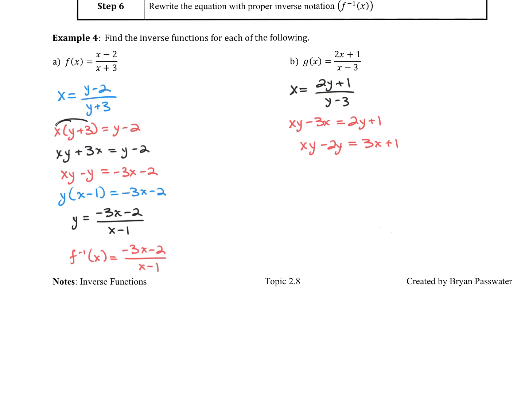And so then what can I factor out? I need to factor out a what? A y. And so now I have y times x minus 2 is equal to 3x plus 1. And we need to divide by what? x minus 2. And then we're going to replace y with what? f inverse. All right, so now we're going to say f inverse, or oh, it's not f this time. What is it? It's g. And so this is really g inverse of x is equal to 3x plus 1 over x minus 2.